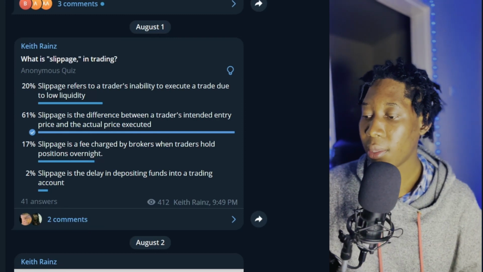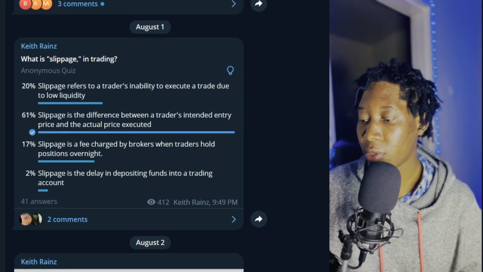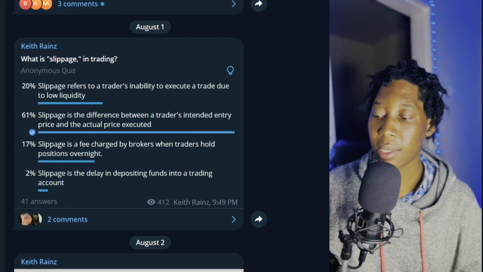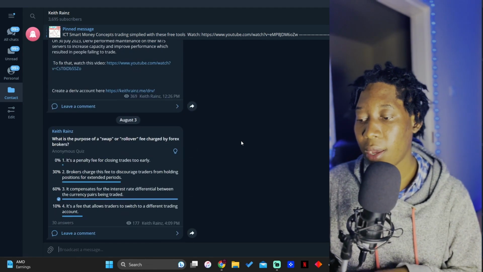Then the other one is saying, slippage is a fee charged by brokers when traders hold positions overnight. No, this is not the answer. All these are not correct answers. Let's go to the last quiz.